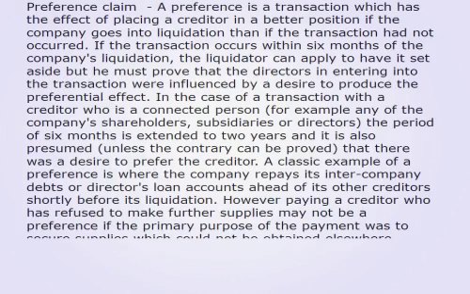A classic example of a preference is where the company repays its intercompany debts or directors' loan accounts ahead of its other creditors shortly before its liquidation. However, paying a creditor who has refused to make further supplies may not be a preference if the primary purpose of the payment was to secure supplies which could not be obtained elsewhere.